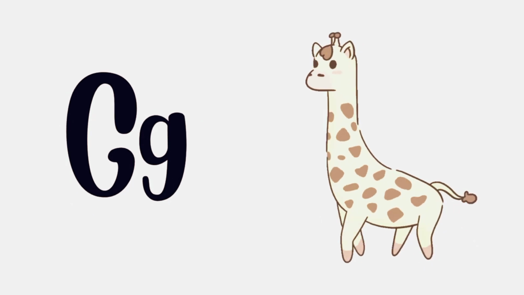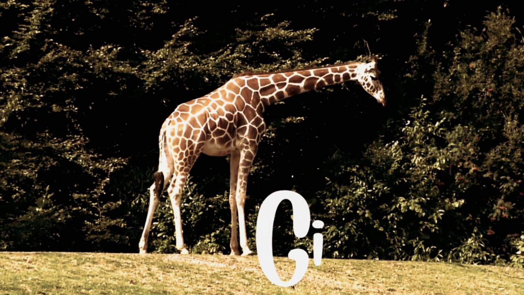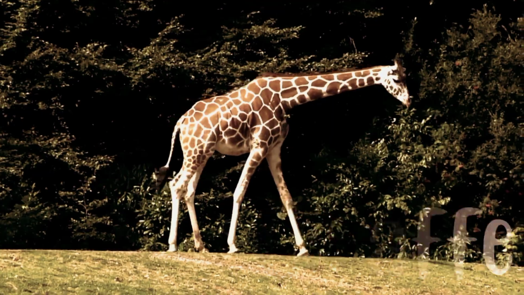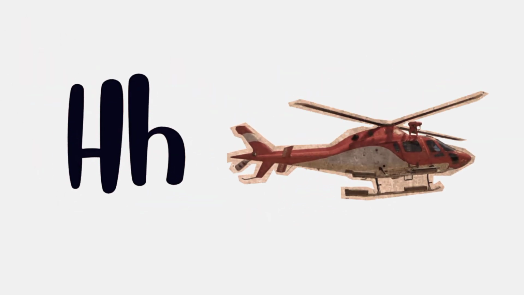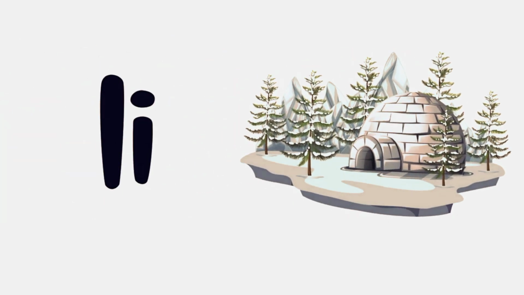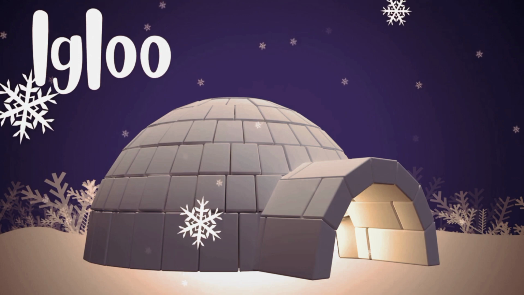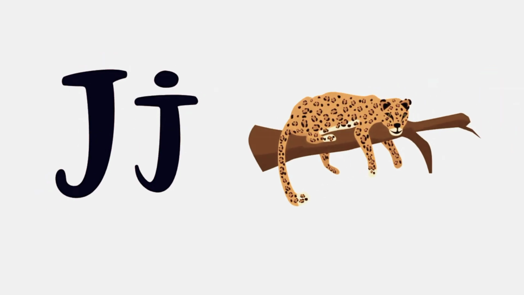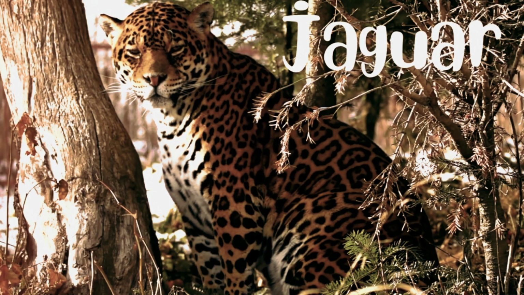G is for giraffe. Giraffe. H is for helicopter. Helicopter. I is for igloo. Igloo. J is for jaguar. Jaguar.